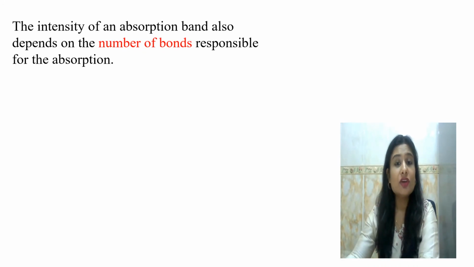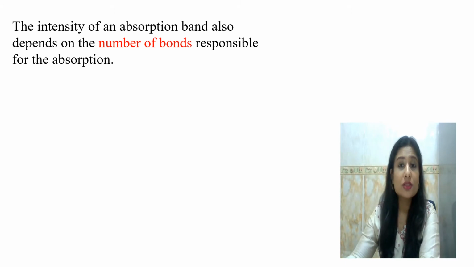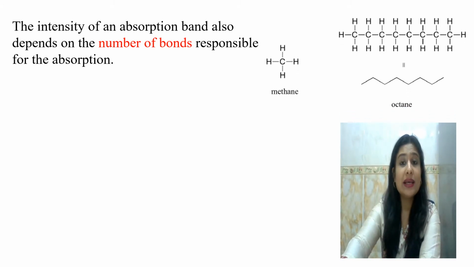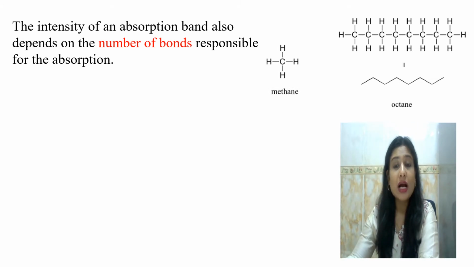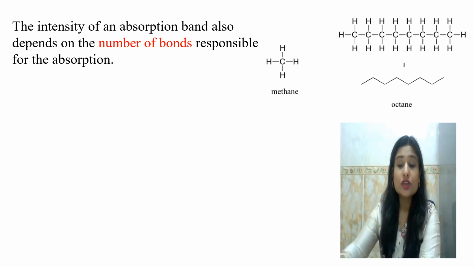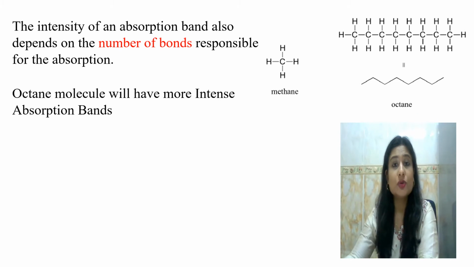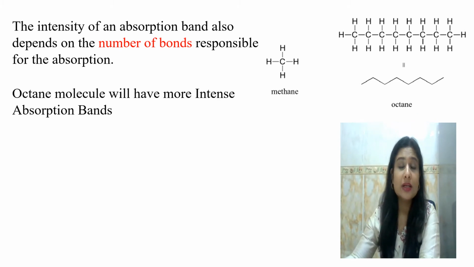Now the intensity of an absorption band also depends upon the number of bonds that are responsible for producing that signal. For example, we have methane and octane. The number of carbon-hydrogen bonds in octane is much more than the number of carbon-hydrogen bonds in methane. So the signal of the octane molecule is more intense than the signal produced by the methane molecule. So the intensity depends upon the number of bonds that are responsible for producing that signal.